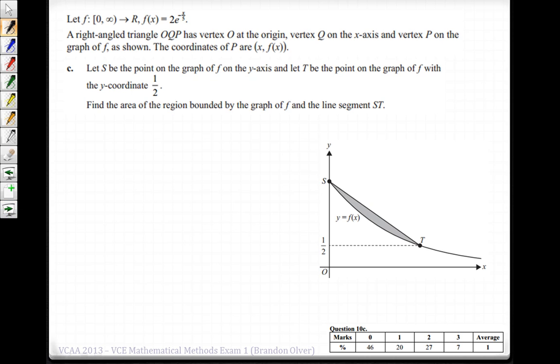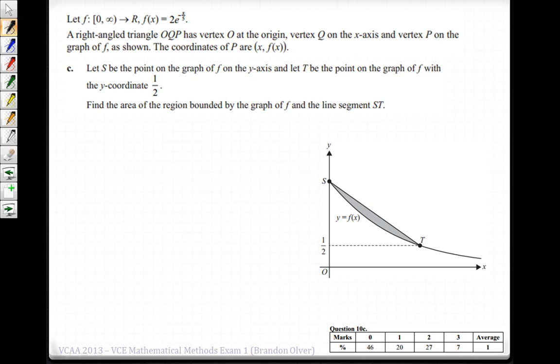So part C says let S be a point on the graph of f on the y-axis, and let T be a point on the graph of f with the y-coordinate a half. Find the area of the region bound by the graph of f and the line segment ST. So this was particularly difficult with only 7% of kids getting it right, and I can hardly blame the other 93% for not getting this one, because it is a really tricky question. But at the end of the day, it is actually quite doable in terms of the Maths Methods course. It just takes a lot of persistence.